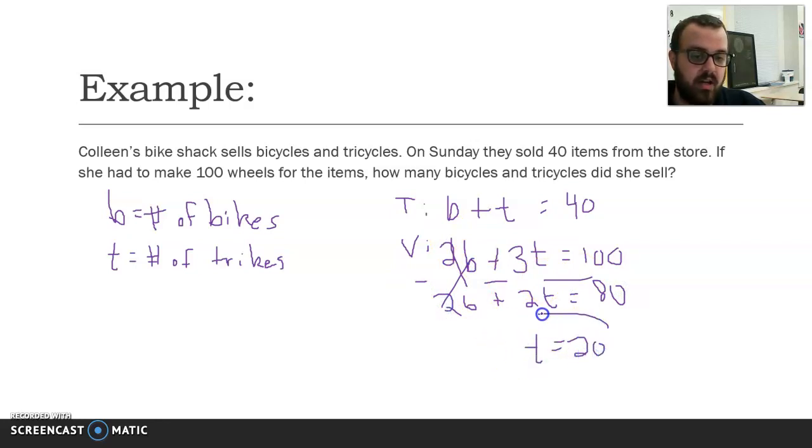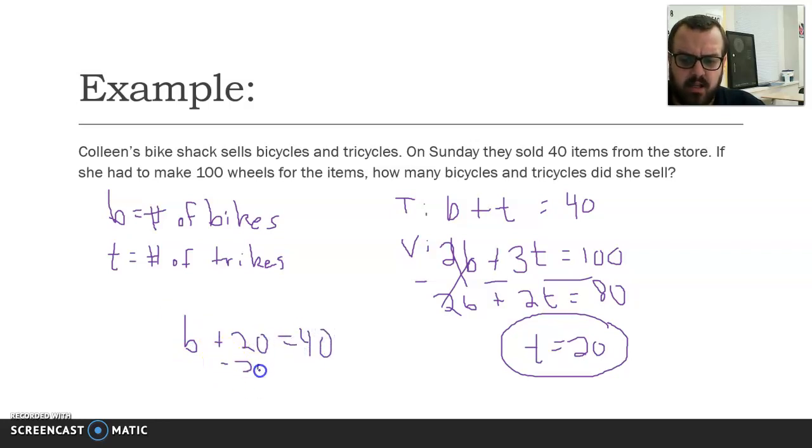So she sold 20 tricycles. And we go ahead and plug that in back up here. B plus 20 should equal 40. Subtract 20, and she sold 20 bicycles. Okay, and that makes sense. If we go back, we think about the problem, we plug it back in here. 2 times 20 is 40, 3 times 20 is 60, 40 plus 60 gives me 100. So 100 wheels would make sense for this order.